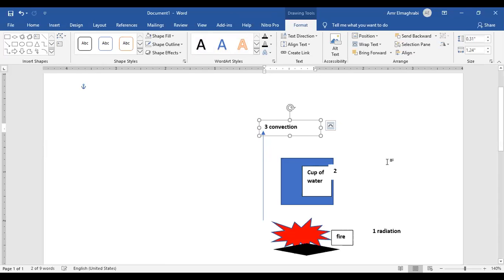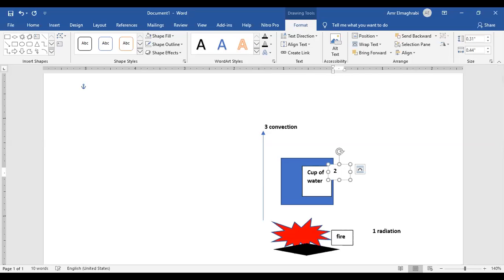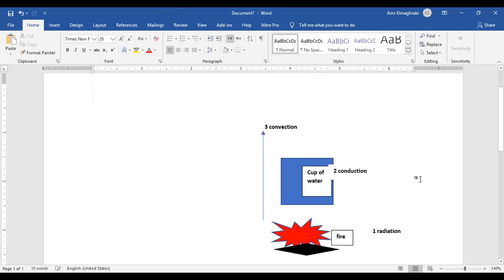Okay. Number 2, as you said, and we are accepting this, it is conduction. This is the right one. So we have here in these 3 cases, number 1 is radiation, number 2 conduction, touching the hot cup, and number 3 convection is above the fire, the hot air goes up and cold air goes down. Okay, now let's move to the PowerPoint again.